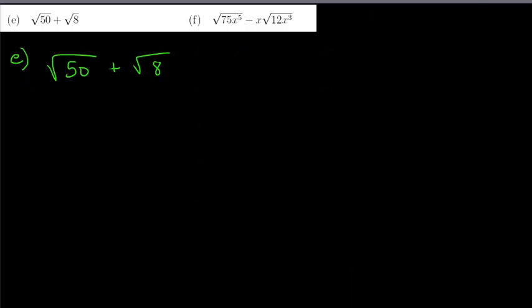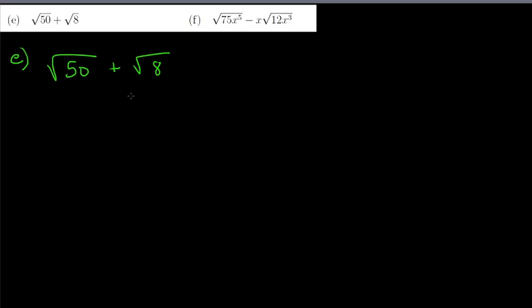Let's do part E. All right, so part E is the square root of 50 plus the square root of 8. Right, so here we're adding two radicals, and I hope you don't make the mistake of saying that this is the square root of 58. If you do that, you will definitely get it wrong because it's not the square root of 58. And you can check that on your calculators. It doesn't work out that way, right?